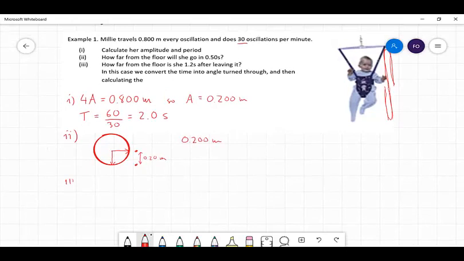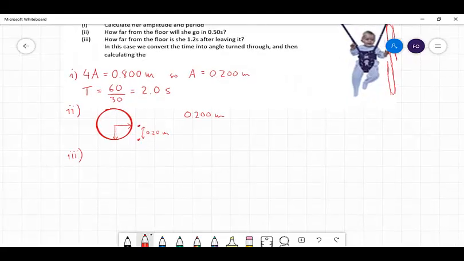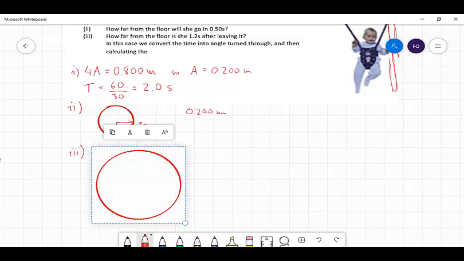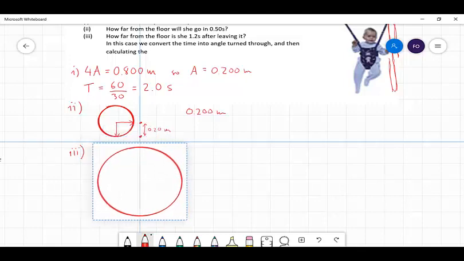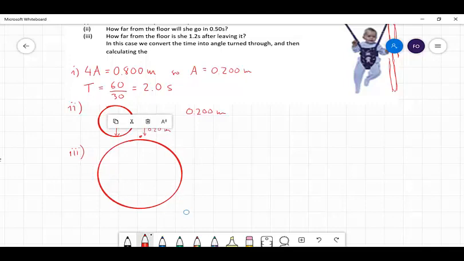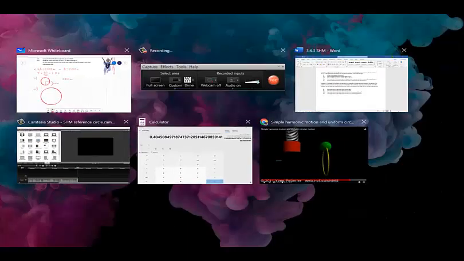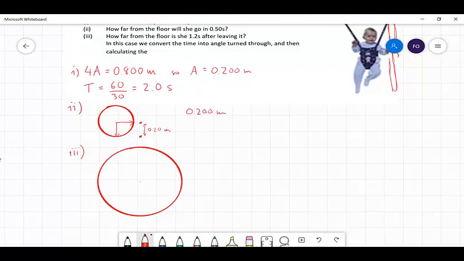Okay, so third question. How far from the floor is she 1.2 seconds after leaving it? We'll ignore this advice and just imagine we're working from scratch here. So we'll draw a slightly bigger reference circle because we're going to need some detail in this one. I'll just pop it there. That's okay. So here's the center of our reference circle.